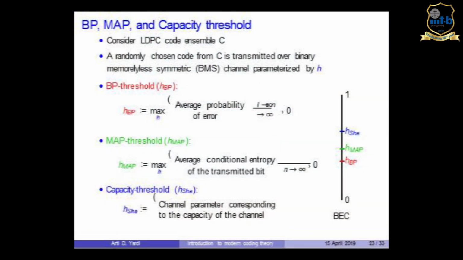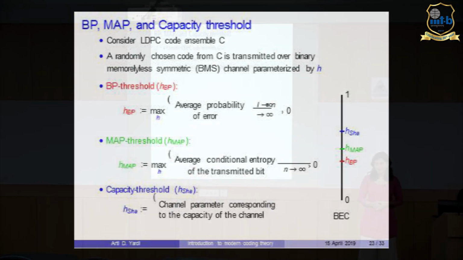Now, I would like to introduce 3 very important concepts related to a collection of LDPC codes. I will keep recalling these concepts for the remainder of the talk. So, we consider an LDPC code ensemble denoted by C. This ensemble can be specified by a given degree distribution pair. Now, we choose a code randomly from this ensemble and send the codewords of this code over the binary memoryless channel with the parameter denoted by H. So, for example, for the binary erasure channel, the parameter could be the erasure probability.